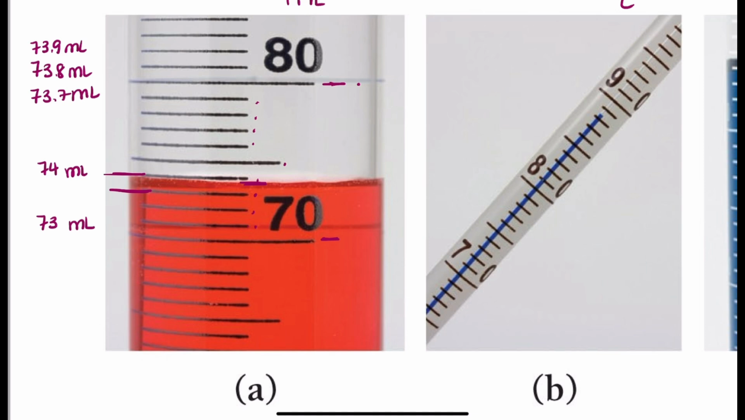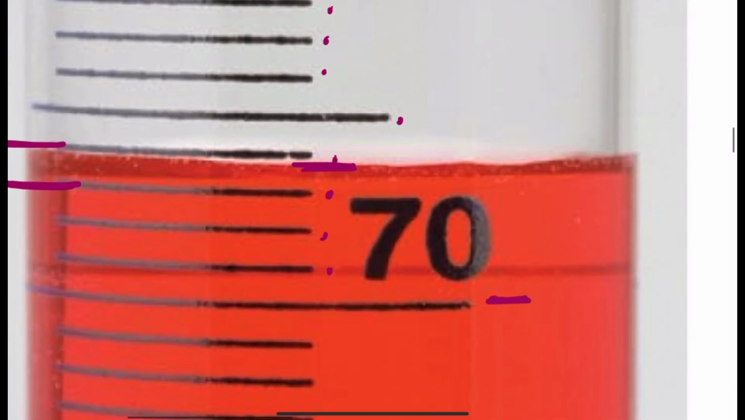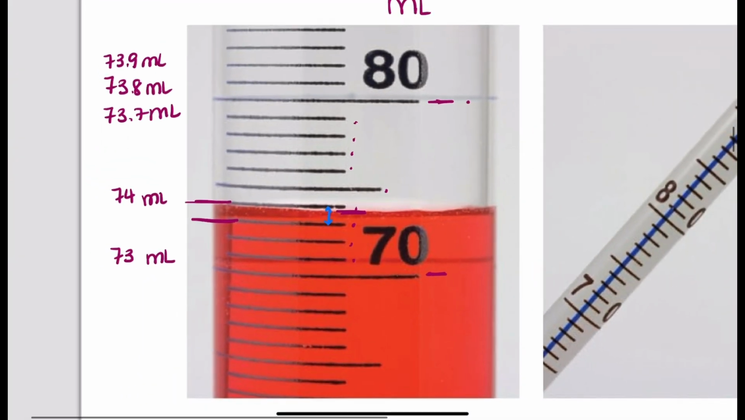We broke this space up visually into 10, and we estimated where that meniscus was. And then we included our units. So notice that the cylinder is marked to the ones position. I'm estimating to the next position.